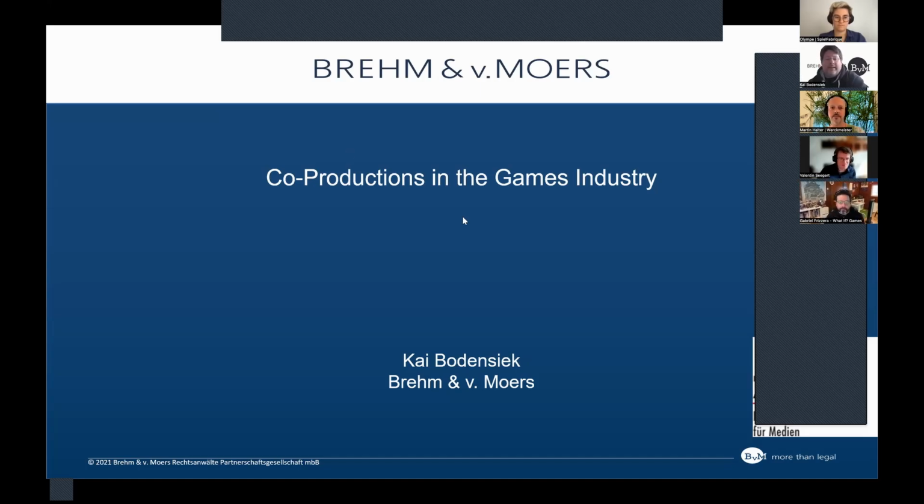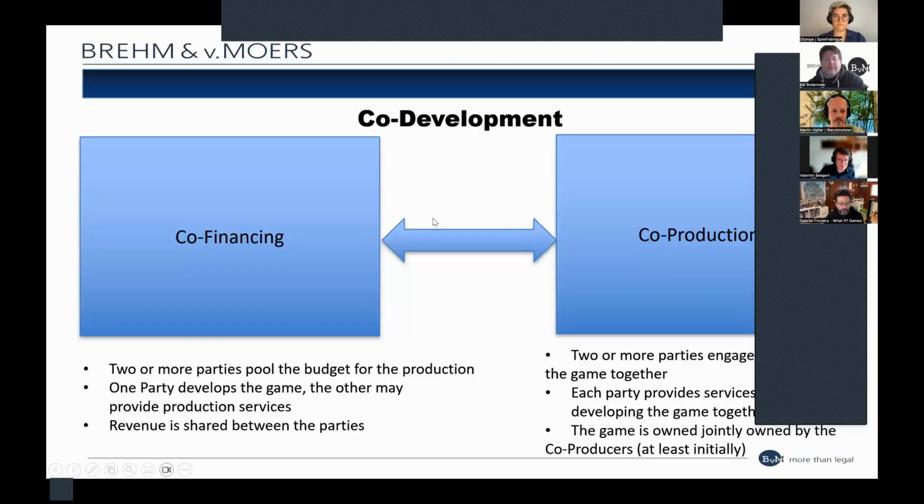So basically, the question is, how do I structure a co-development? And I've tried to structure it a little bit. So these are not standing terms. It's just how I try to bring it closer to you, how you can structure such cooperation. And on the one hand, it's what we call a co-financing deal. And in a co-financing deal, we have two or more parties that actually have agreed to pool an existing budget and have agreed on a project that they want to finance.